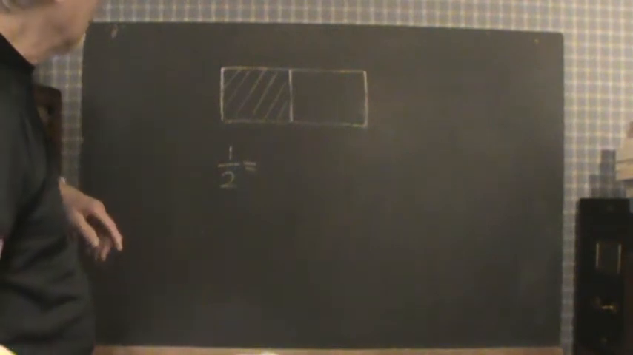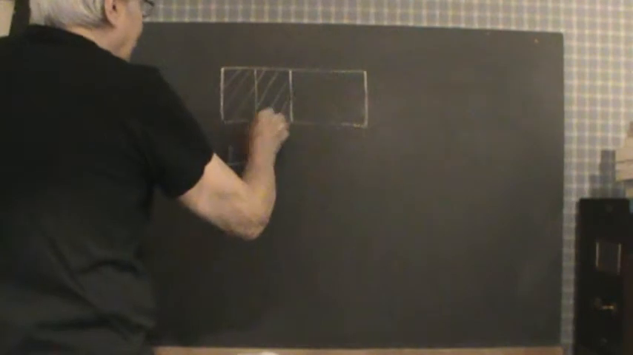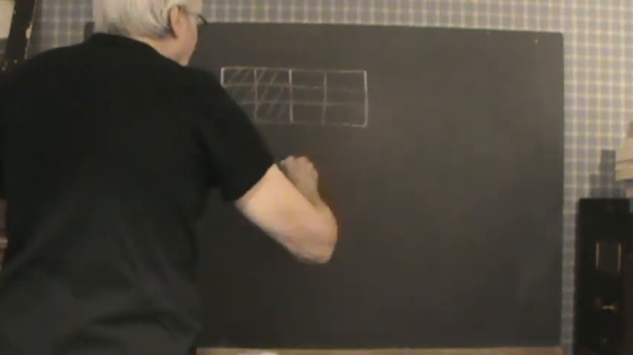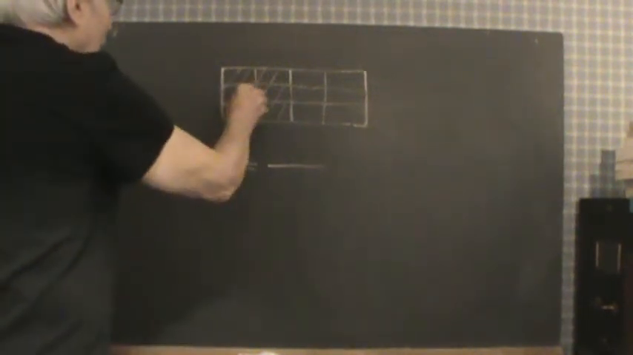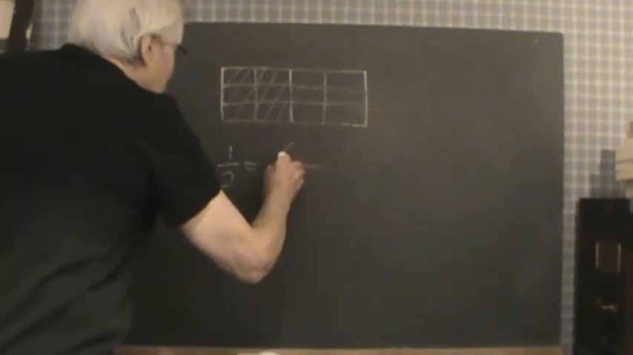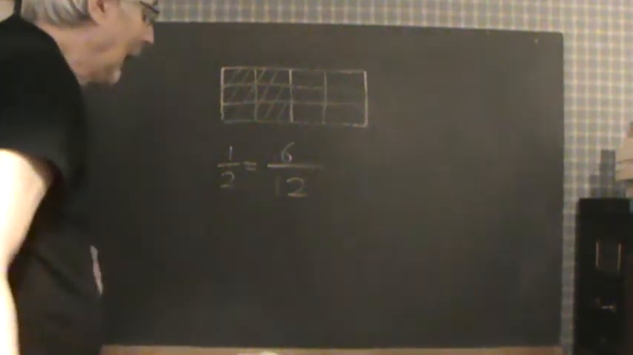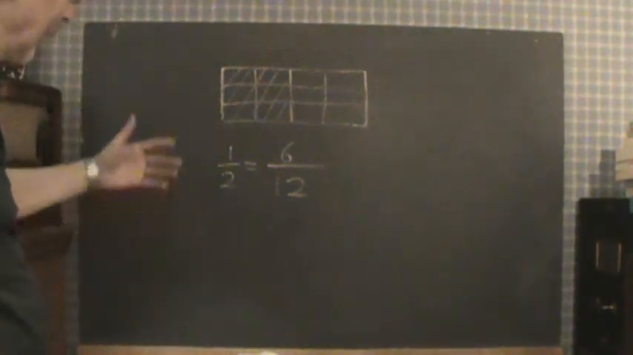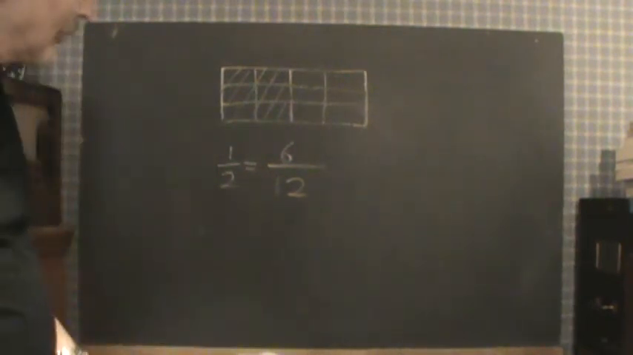Now usually chocolate bars don't come with a division down the middle. They probably look more like this. Now we've got smaller pieces, but we still want to eat half of the chocolate bar. So we're going to eat 1, 2, 3, 4, 5, 6 pieces out of the 12 that are there. And that shows you the equivalence of a half and 6 out of 12. They represent the same thing.